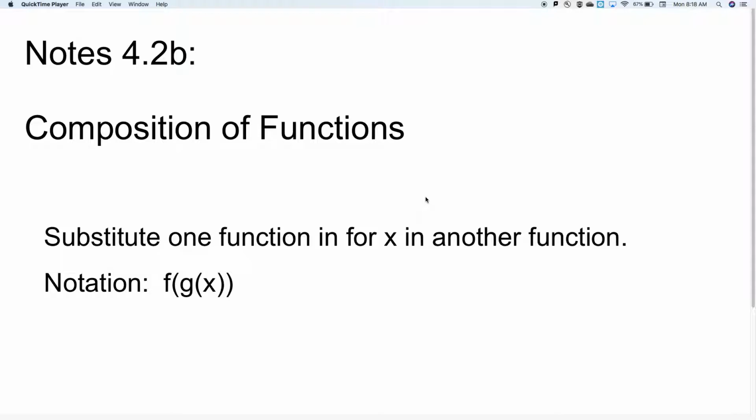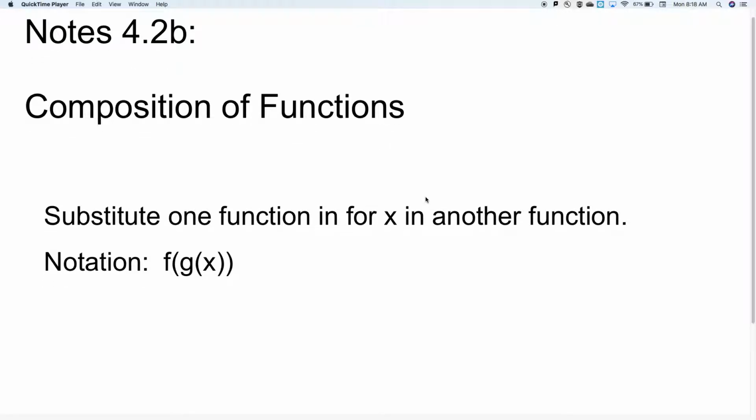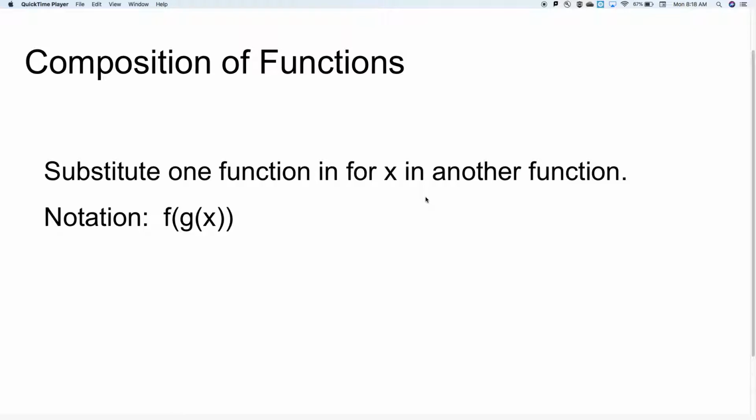And that is substitute one function in for x in another function.